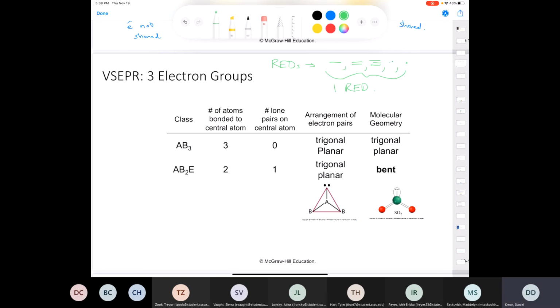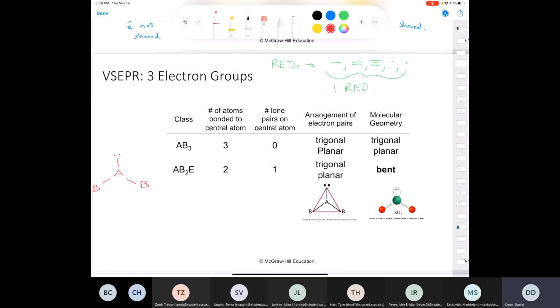So what if I have that trigonal planar molecule and I replace one of the atoms with a lone pair? Then I'm going to have something that looks like this. If my central atom, I'll have the electrons up here, the E, I'm just going to replace it with a lone pair like this. And then I'm going to have two atoms.